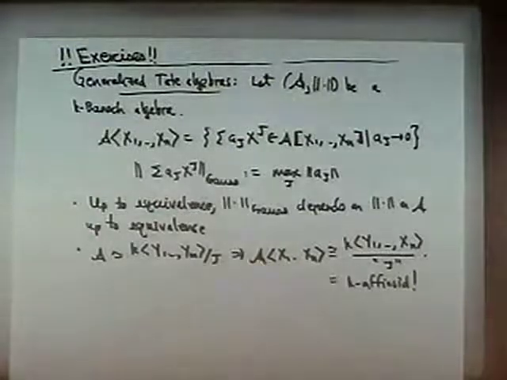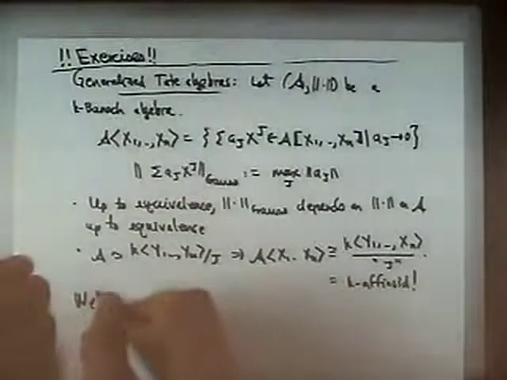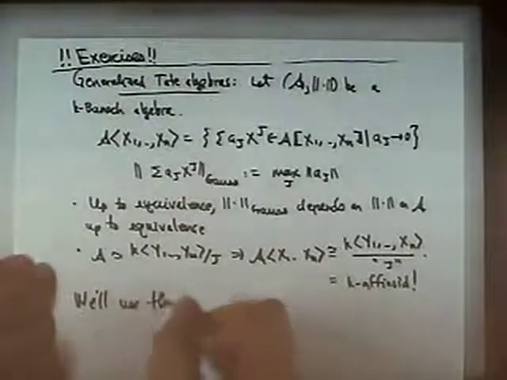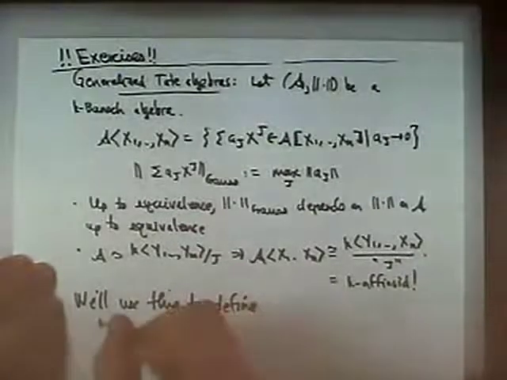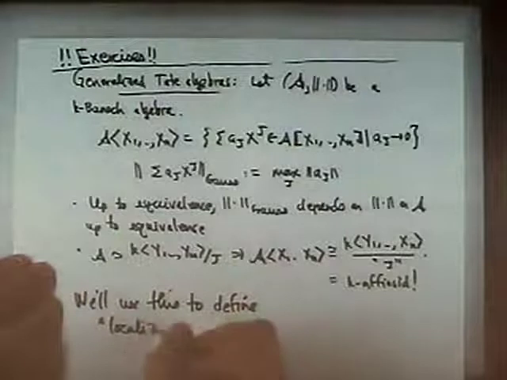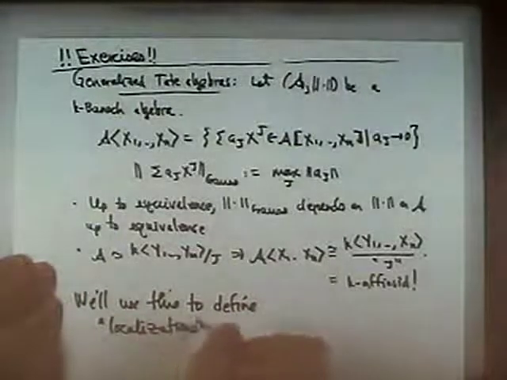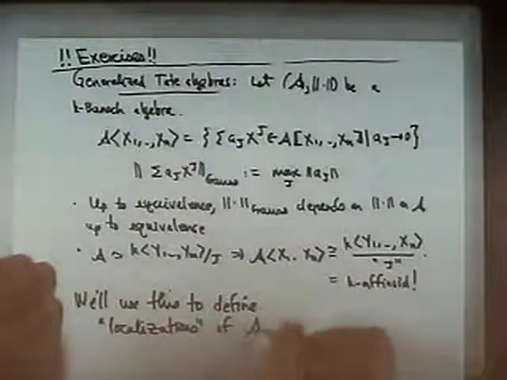Now what we want to do is use this to construct some interesting classes of analogs of localization. So we're going to use this to define certain kinds of localizations of A, where A is a K-affinoid algebra.